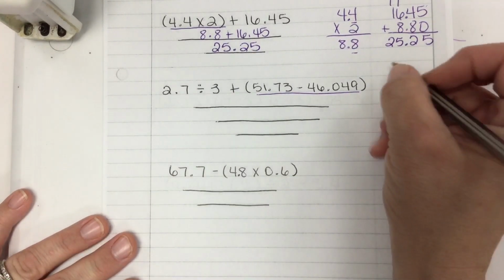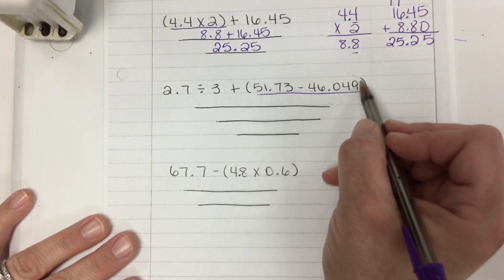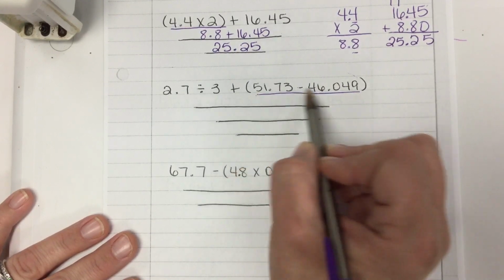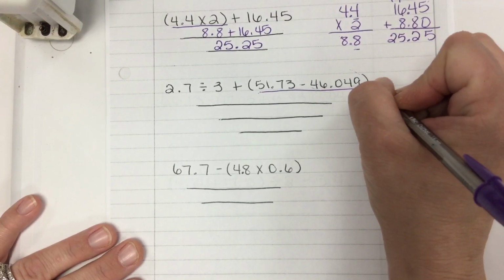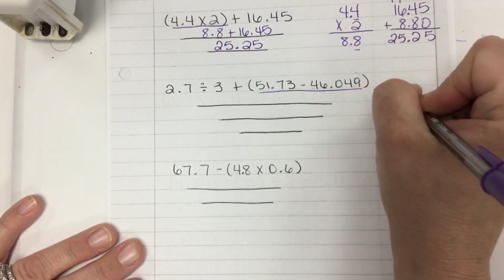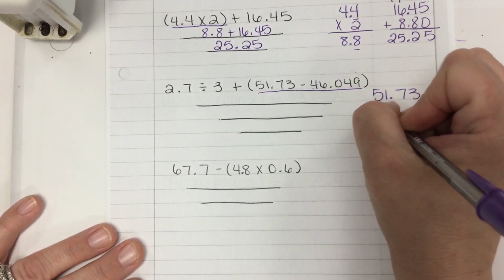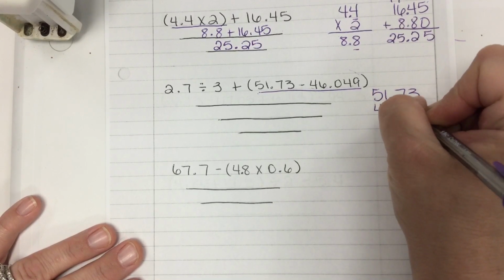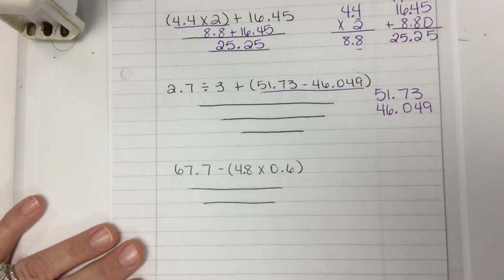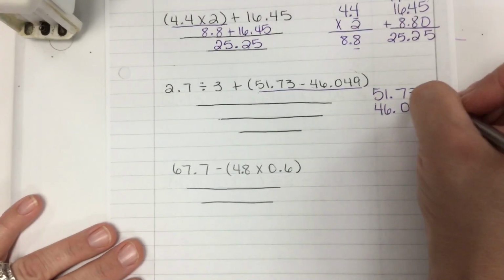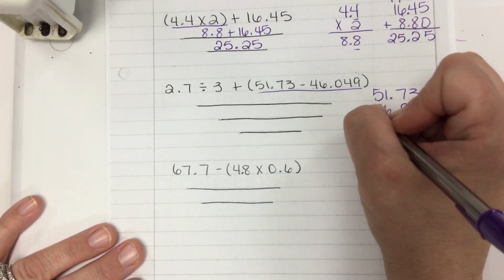Okay, pay attention. This one has more digits, but 51 is bigger than 46 when you're looking at whole numbers. And because we're subtracting, 51 and 73 hundredths has to go on top. 46 and 49 hundredths, or thousandths, sorry, has to go on bottom. So we're just going to fill in the hole with a 0.